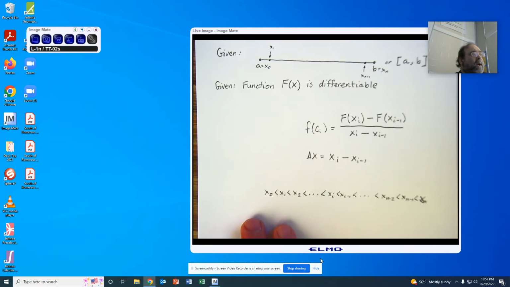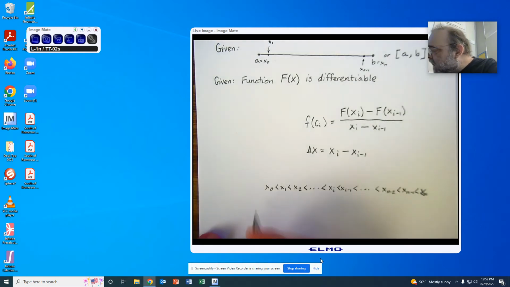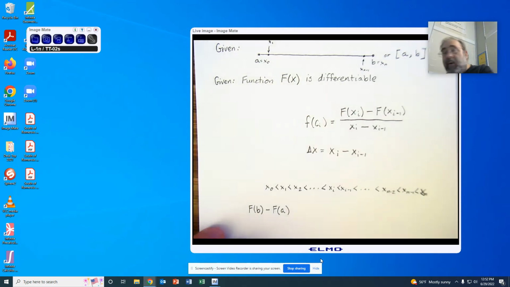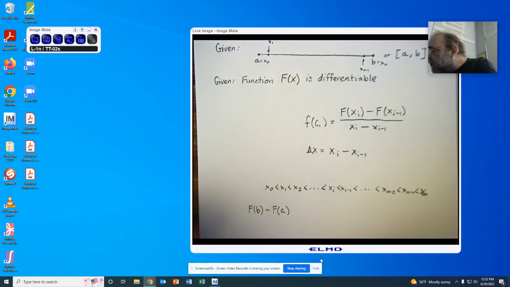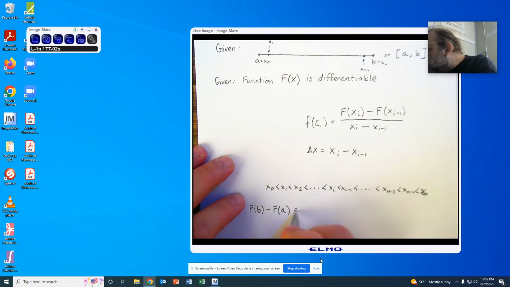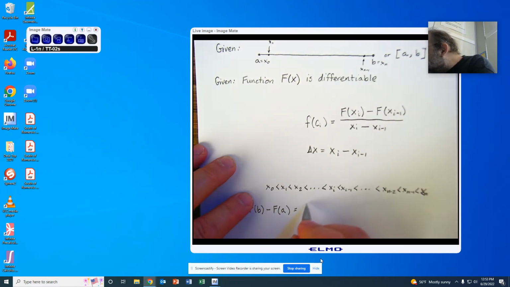And what we want to do is we want to make sure that we show that the antiderivative f of b subtracting the antiderivative f of a is going to equal that integration. So we're going to have to be very clever as we do this. And what we're going to do is we're going to take the end f of x sub n, and we're going to subtract f of x sub n minus 1.